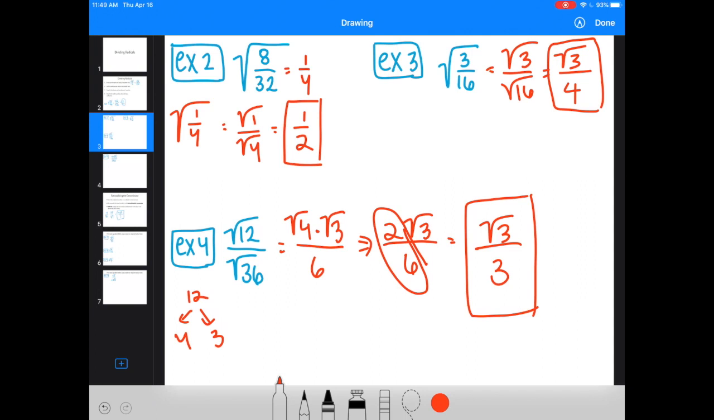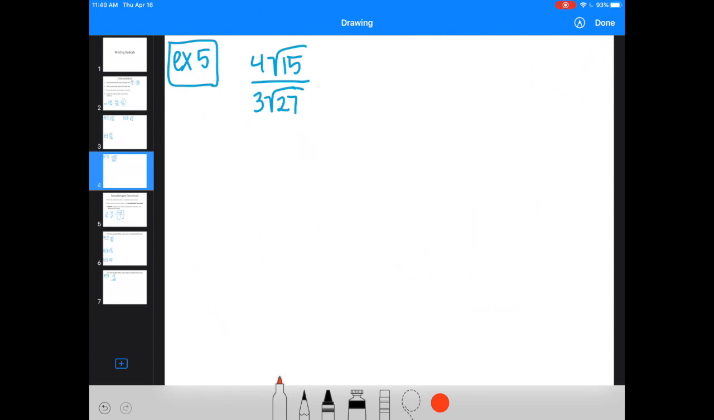So when dividing radicals, you're really pulling a lot of those previous math skills as far as simplifying radicals, simplifying fractions, seeing what those multiples are. Okay, let's look at another example, another little challenge problem. Example number 5. I have 4 square root 15 over 3 square root 27.